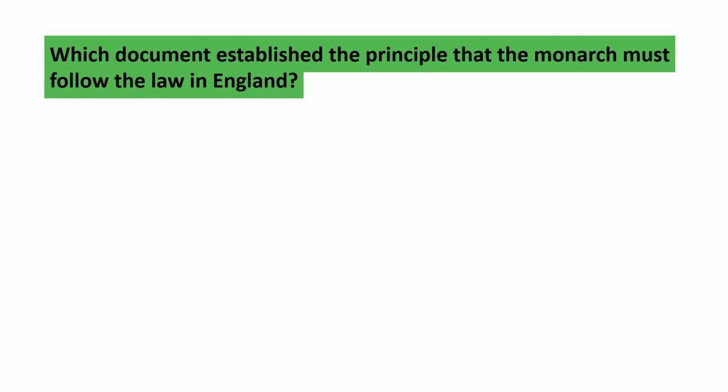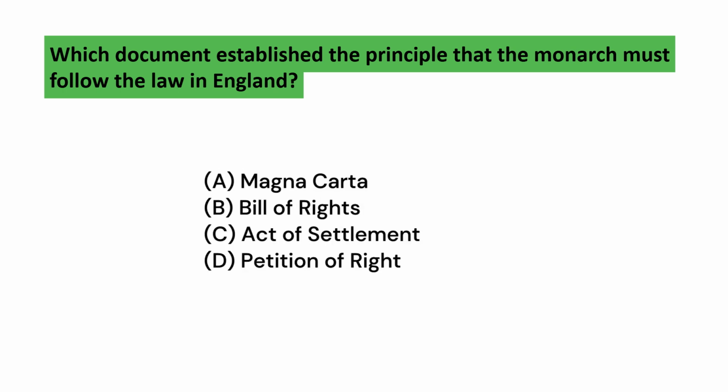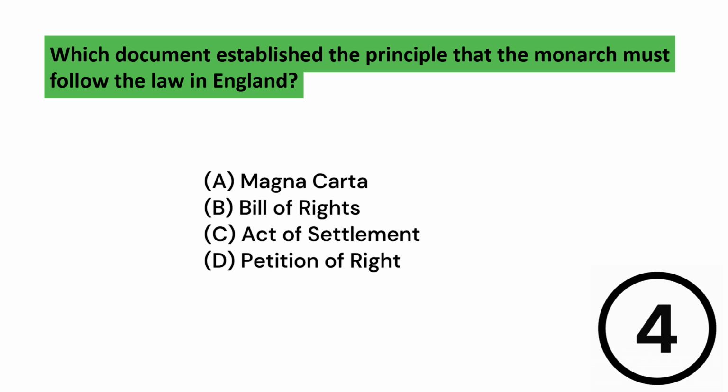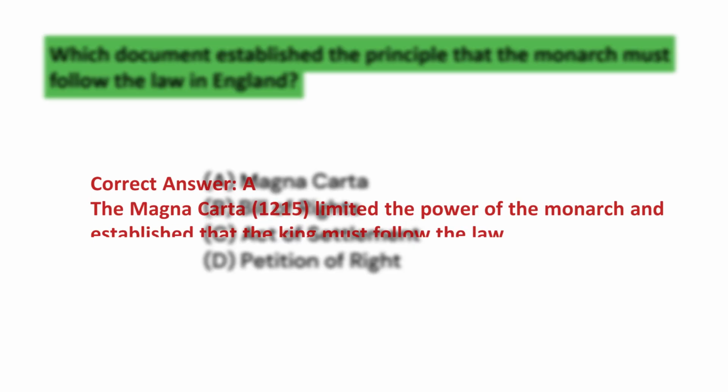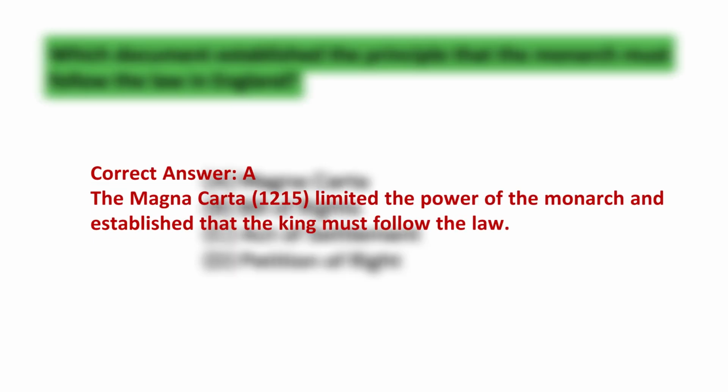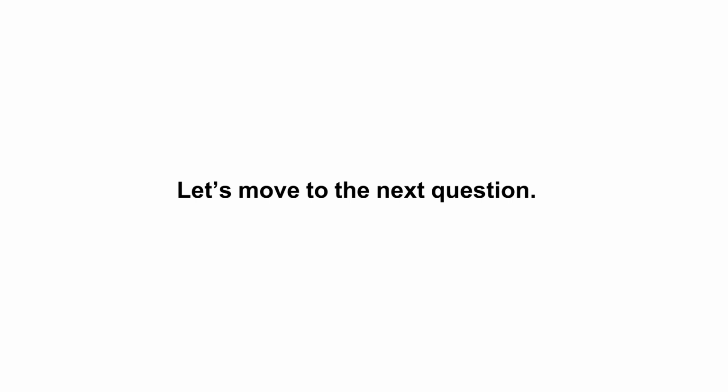Which document established the principle that the monarch must follow the law in England? Here are the options. A. Magna Carta. B. Bill of Rights. C. Act of Settlement. D. Petition of Right. Correct answer, A. The Magna Carta, 1215, limited the power of the monarch and established that the king must follow the law. Let's move to the next question.